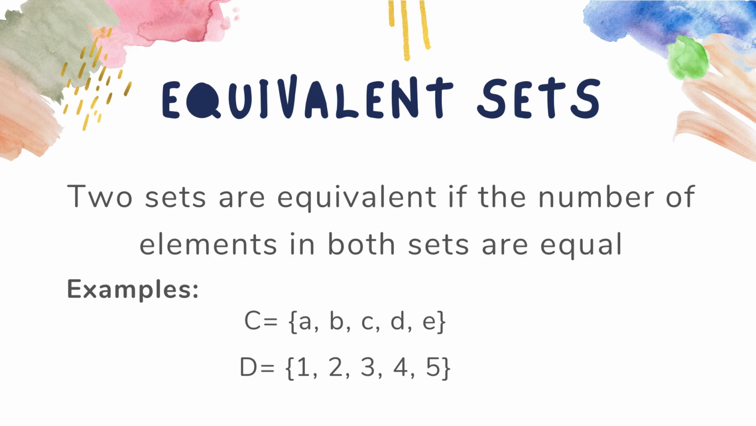Lastly, we have equivalent sets. Two sets are equivalent if the number of elements in both sets is equal. Sets C and D have different elements, but their cardinality is the same, which is 5. Therefore, they are equivalent. So easy, right?